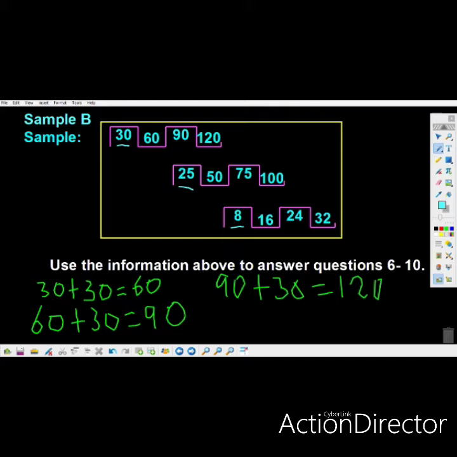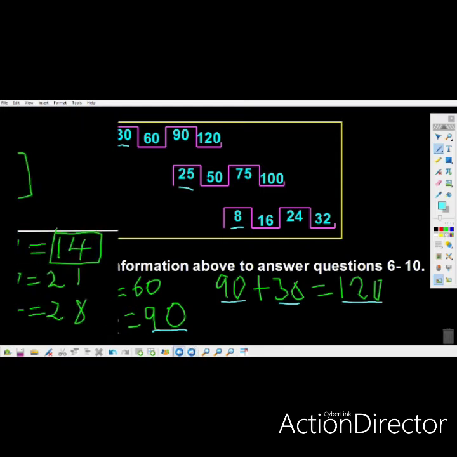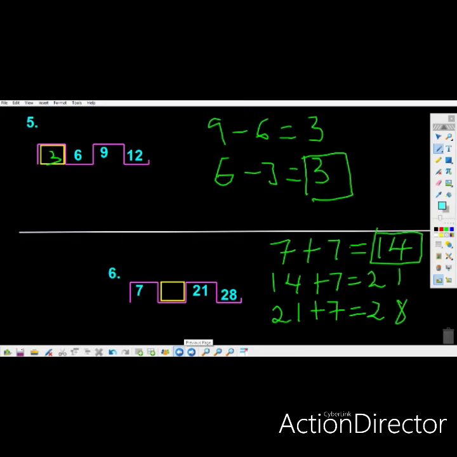Now let's look at it here. 30 plus 30 will give you 60, right? And 60 plus the same initial 30 will give you 90. Now 90 plus the initial 30 will give you 120. If we keep applying this method, it's going to give us the same working in order to get our answer. Now let's look at number 5 here.